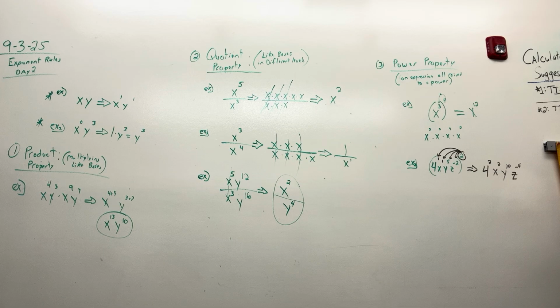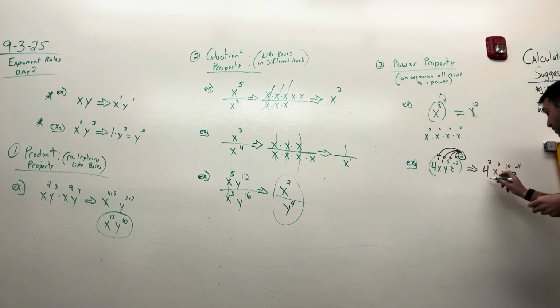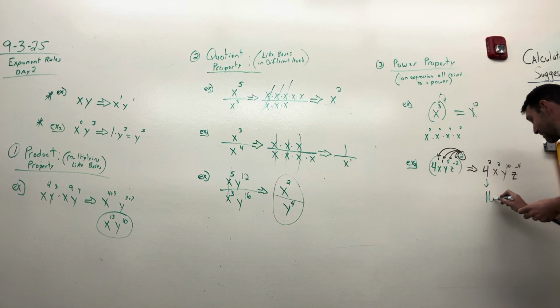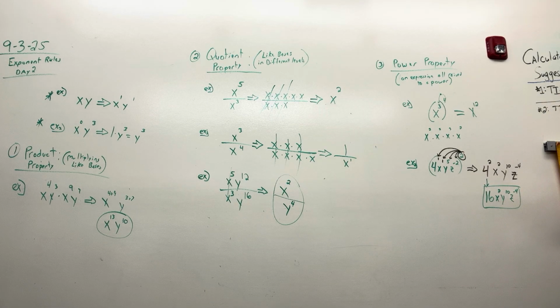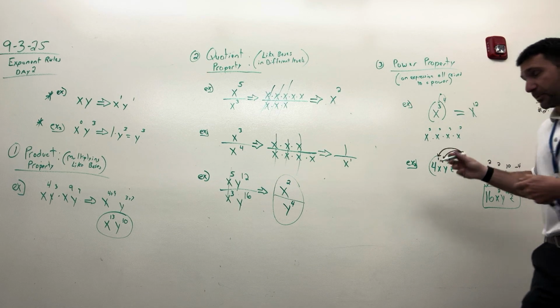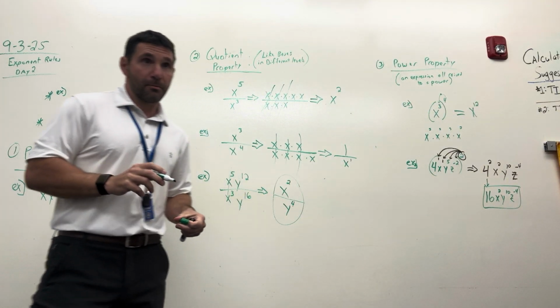What else do I have to simplify? The 4 squared. 4 squared means 4 multiplied by 4, which is 16. X squared. Y to the 10th. Z to the negative 4th. And again, your homework says don't do anything with negative exponents. That's not the right answer, but this is fine for right now. Okay? Can we do another example like that? Would that be all right? Sure. One more, and then we'll get to homework.